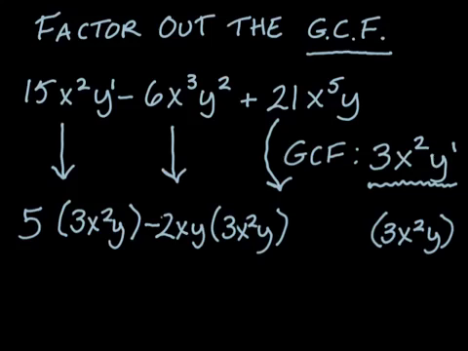Last one, we start with a 21, and we want 21 to be something times 3. So 21 is 7 times 3. Now for the x's. X to the 5th in the original is going to be something times x squared. Well, x to the 5th is x cubed times x squared. Next for the y's, y in the original is what times y? Well, it's just 1 times y, so nothing to do there. The y's simplify out completely.